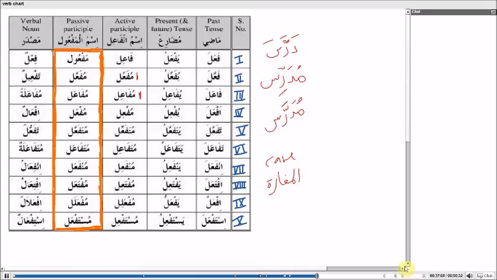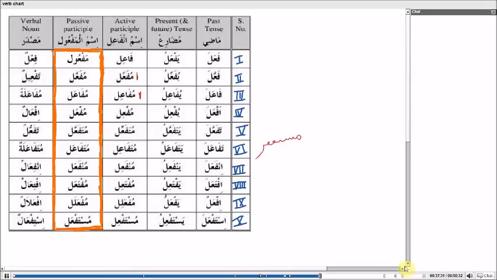So the maf'ul of astaghfara, like istaghfara, is mustaghfar, just following the pattern that we have there. Mustaghfar. The fa'il is mustaghfir. And so if you memorize these charts right here, you will always know.